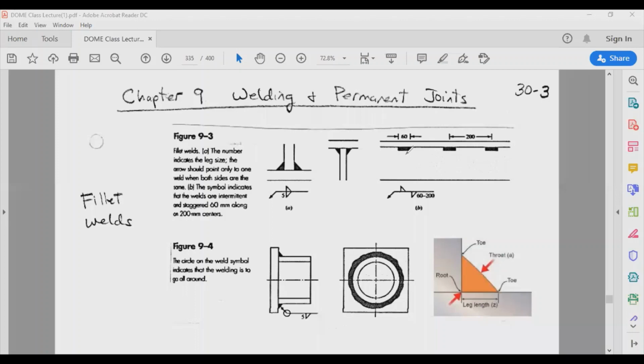In the case of multiple welds, it's going to be specified like that, where 60 is the width of the weld, and 200 millimeters is the intermittent distance between the centers of the welds. We won't really be using that, but maybe in some homework assignments they will tell you that you have different types of weld, and it should be illustrated on the drawing properly. In the case of welding a tube to a flange, you use this circle, and that circle indicates that you have 5 millimeters.